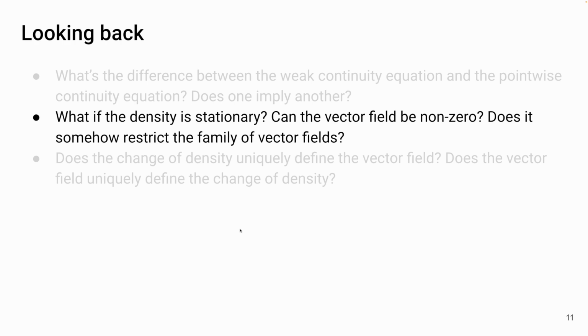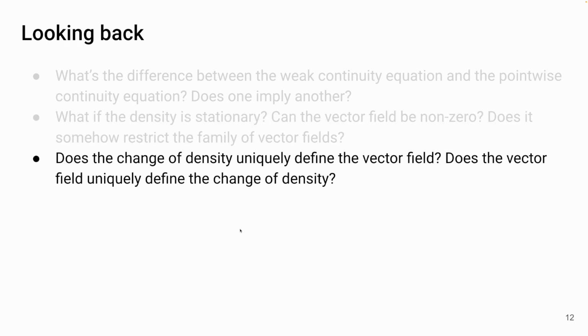Or what if the density is stationary? So if the time derivative of the density is 0, can the vector field be non-zero, or does it somehow restrict the family of vector fields? Or does the change of density uniquely define the vector field, or does it happen in the opposite direction? Trying to answer these questions yourself will help you to deepen your understanding of the continuity equation and will help you to use it in the future.